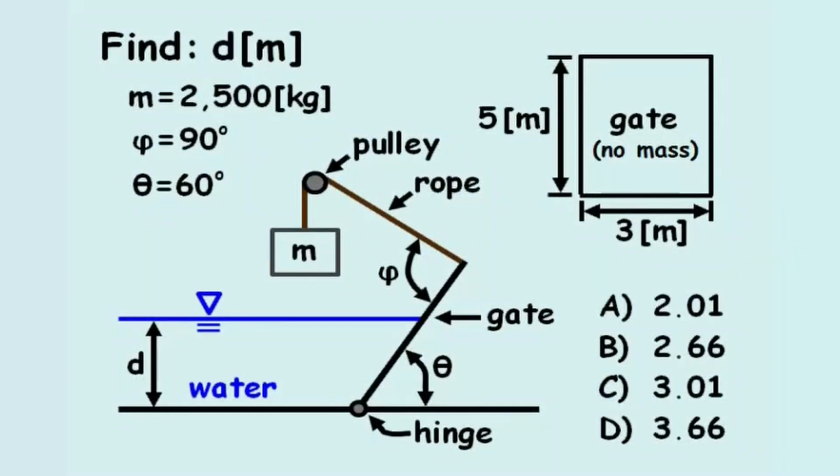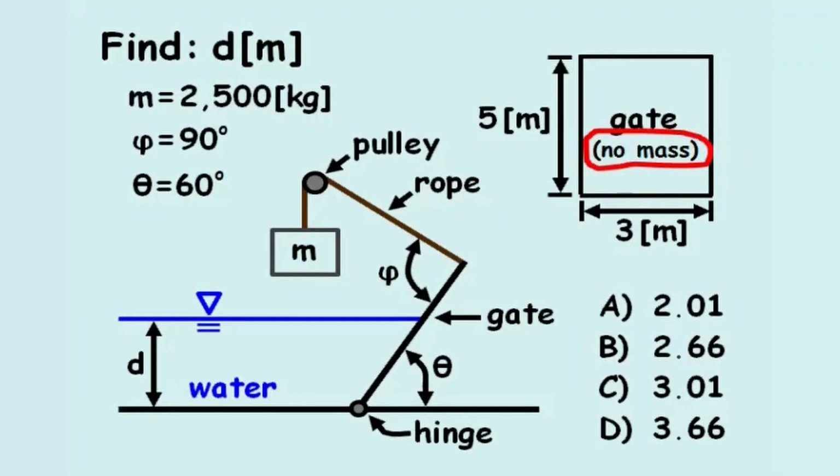Find the depth of water, d, in meters. In this problem, a reservoir of water is held back by a gate. The depth of water in the reservoir is represented by the variable d, and the dimensions of the gate measure 5 meters by 3 meters. For this problem, we'll assume the mass of the gate equals 0.